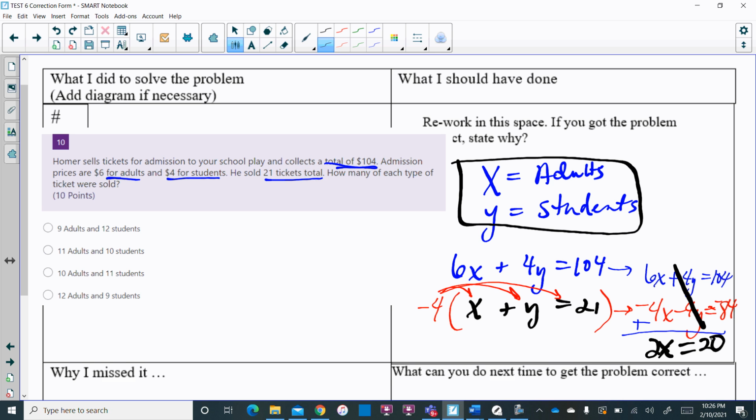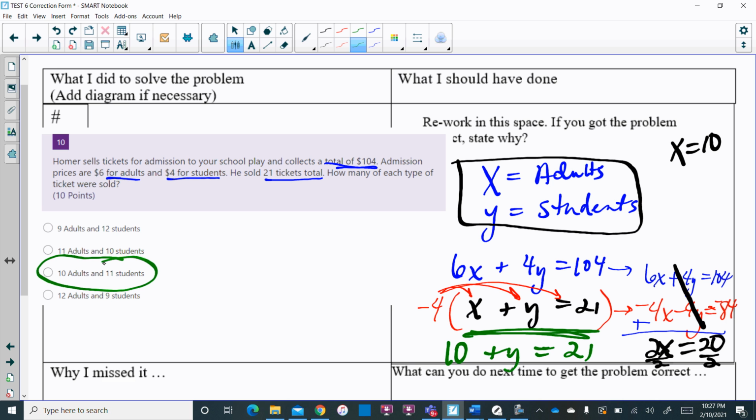So now I can see my x when I divide by 2. Should be divided by 2 on both sides. My x equals 10. Okay, so 10 was the adults. So we needed 10 adults, and we knew there was a total of 21 tickets. Right here, I knew it's 21 tickets. Well, if I know I have 10, how many 10 plus what is going to give me 21? Because 10 plus y, right? So what number does that have to be? It has to be 11. And that was our answer right there that I was looking for.